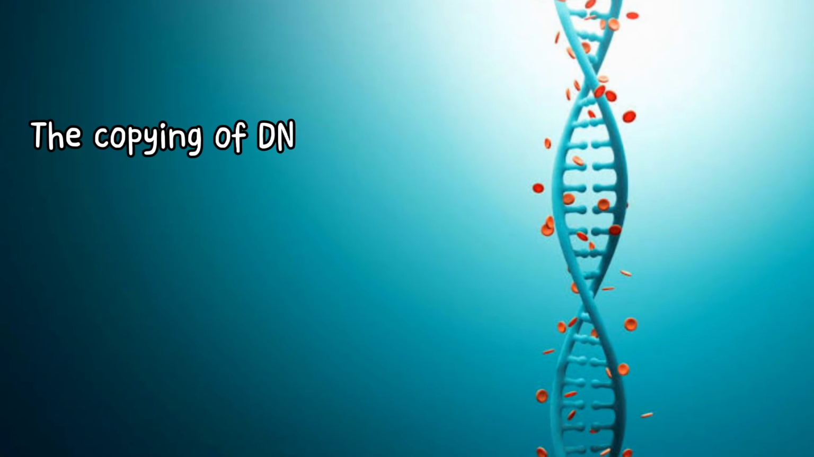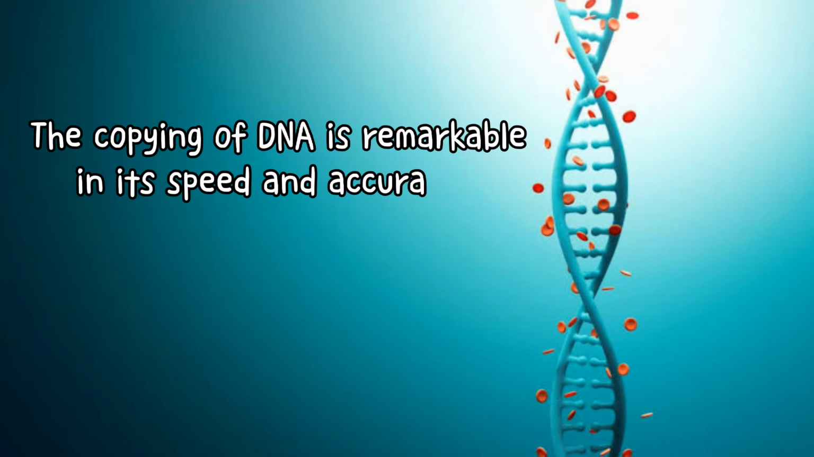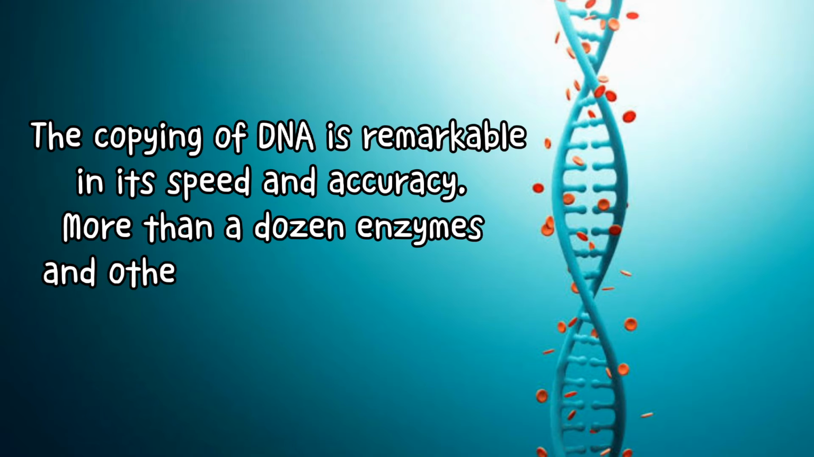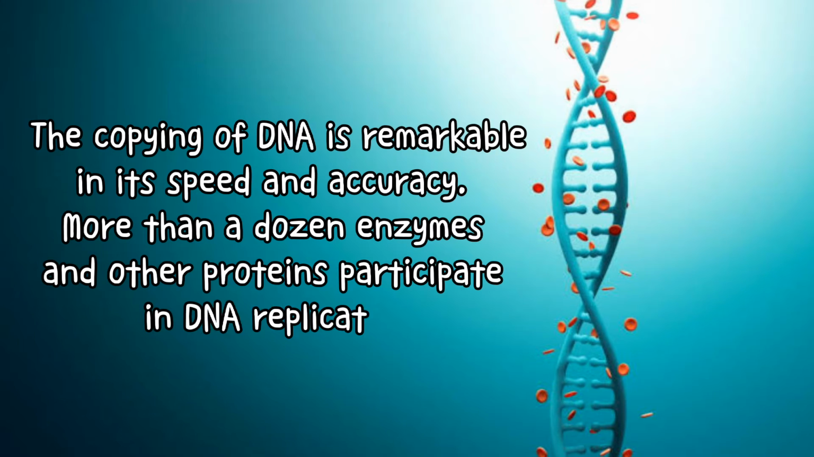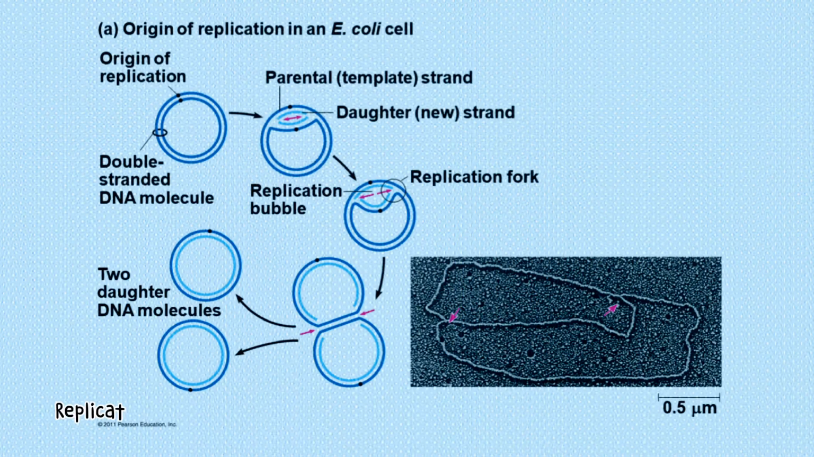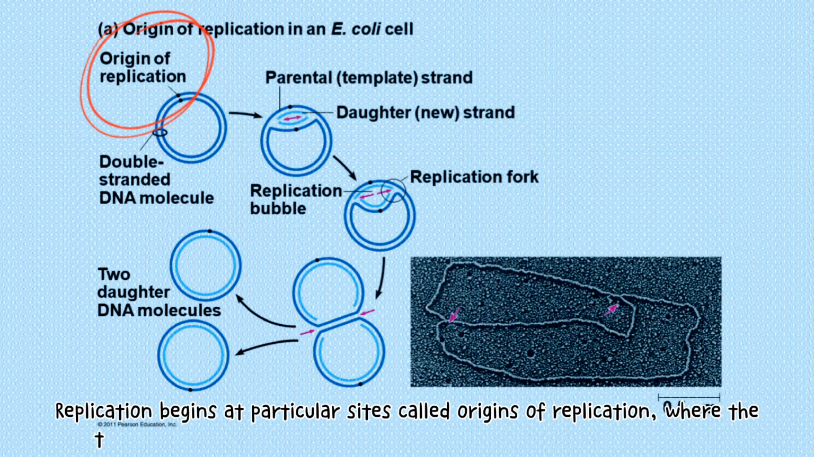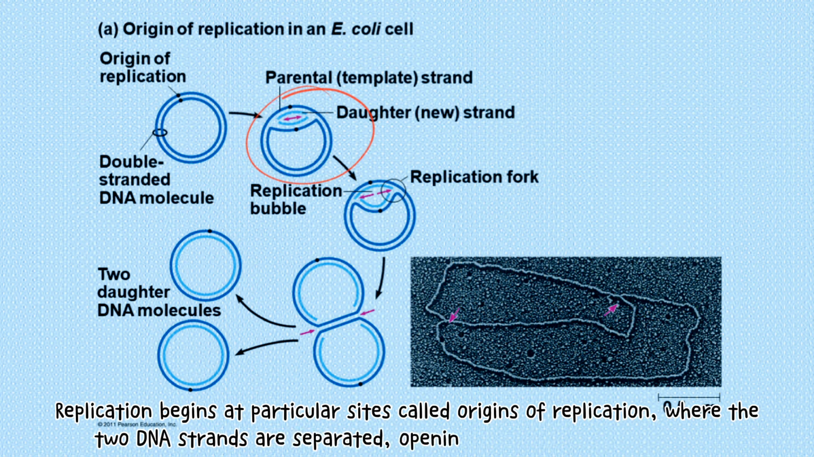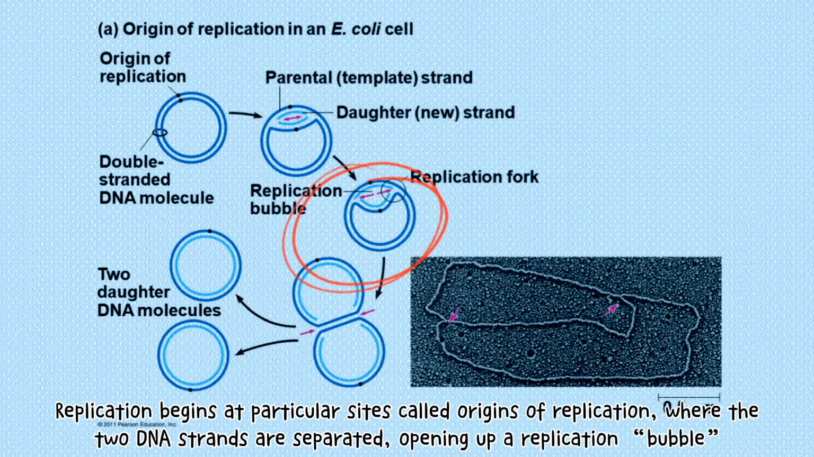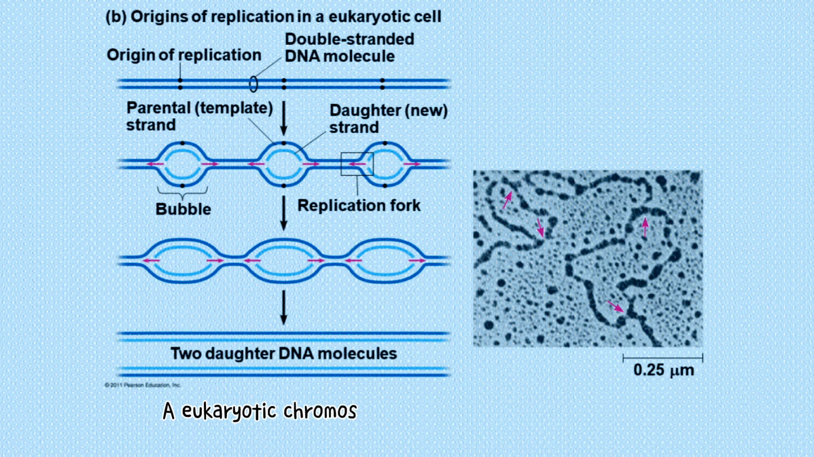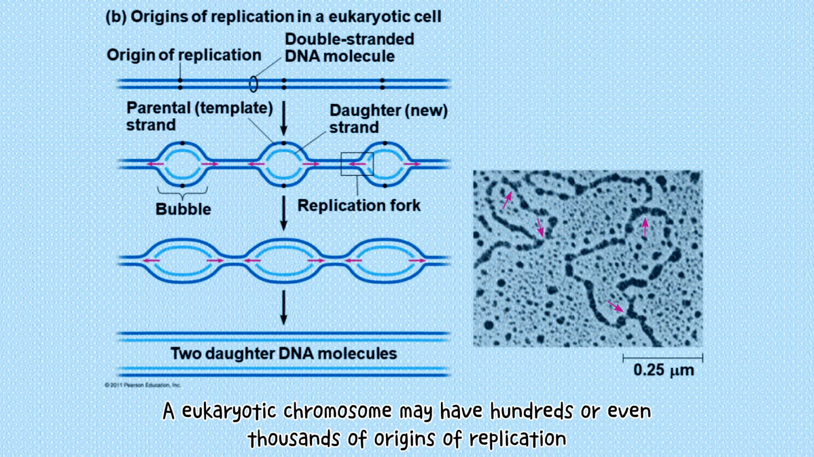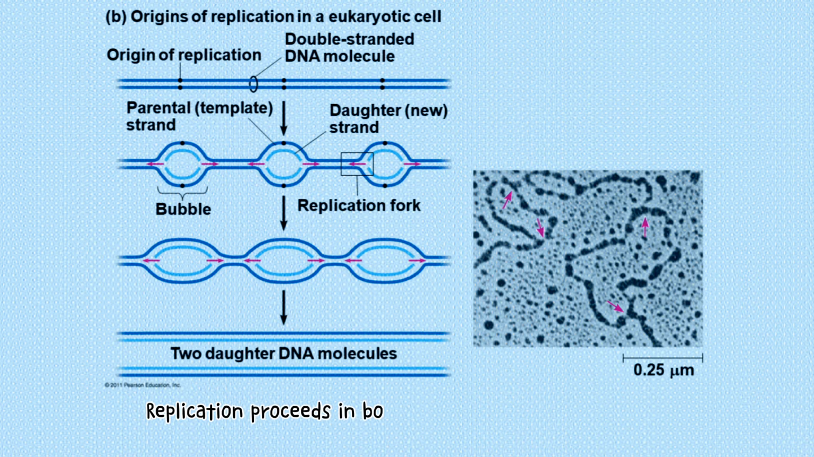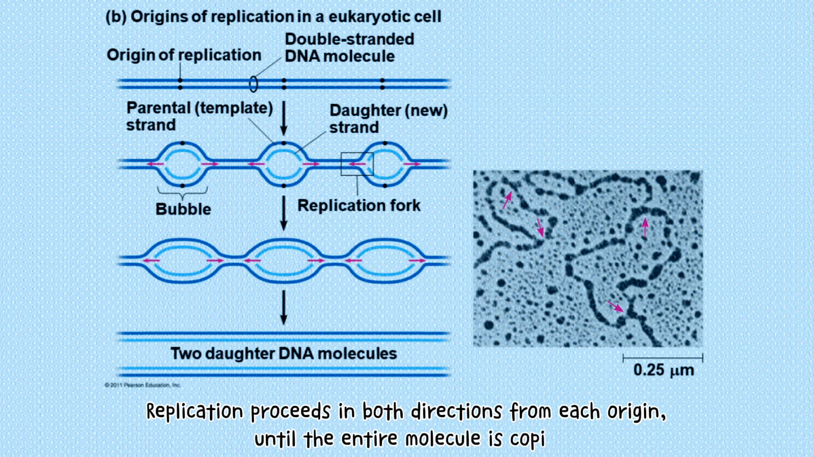The copying of DNA is remarkable in its speed and accuracy. More than a dozen enzymes and other proteins participate in DNA replication. Replication begins at particular sites called origins of replication, where the two DNA strands are separated, opening up a replication bubble. A eukaryotic chromosome may have hundreds or even thousands of origins of replication.